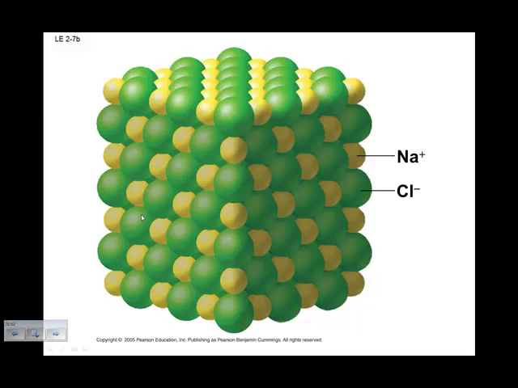So these are little sodium atoms, and if you were a positively charged sodium atom, you would want to surround yourself with negative charges, right? Likewise, if you were a chloride ion and had a negative charge, you would want as much positivity touching you as possible, right? And so this arrangement makes the most sense for both atoms, okay?